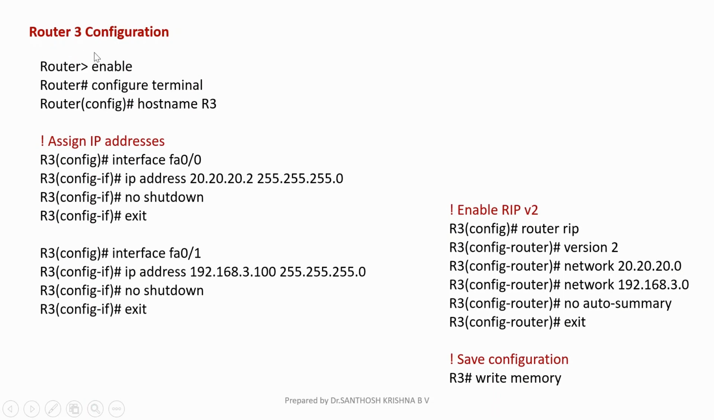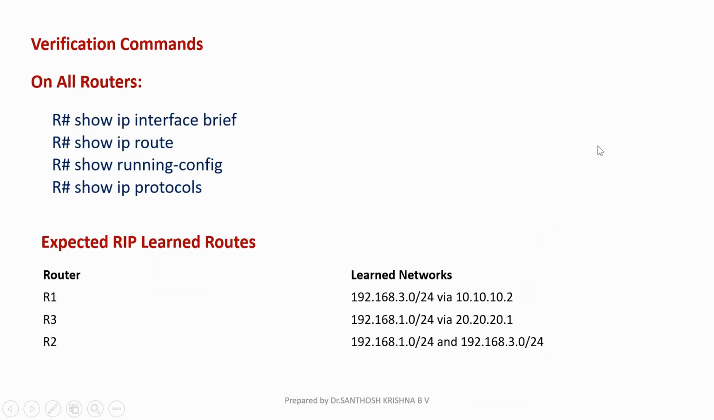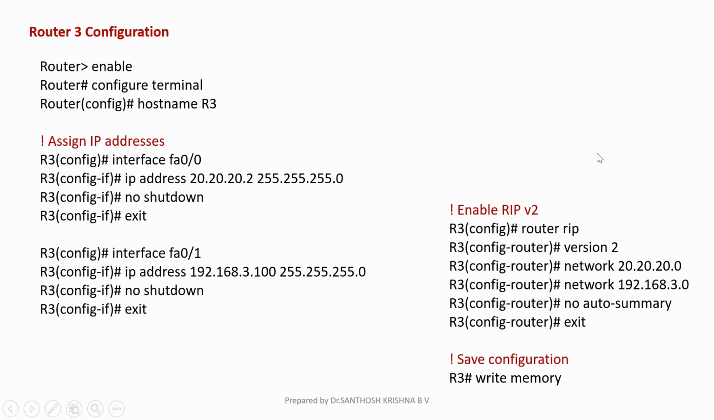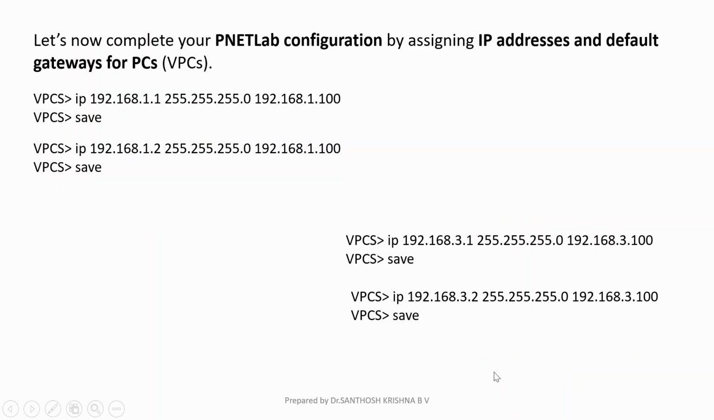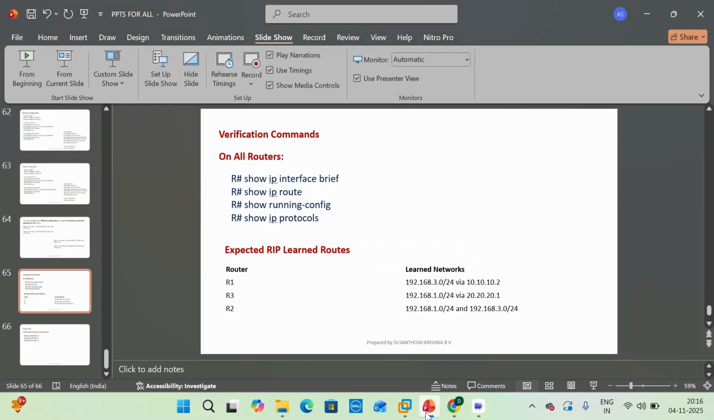Then for router 3, I need to tell about two networks again, 20 dot and then 3 dot, because these two are the networks which are directly connected to my router 3. So simple configurations. Now let us directly move into our lab session.